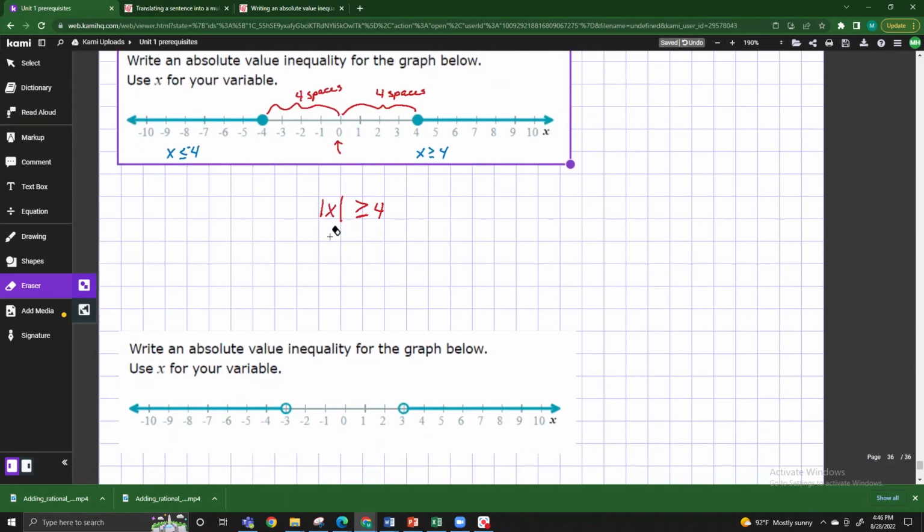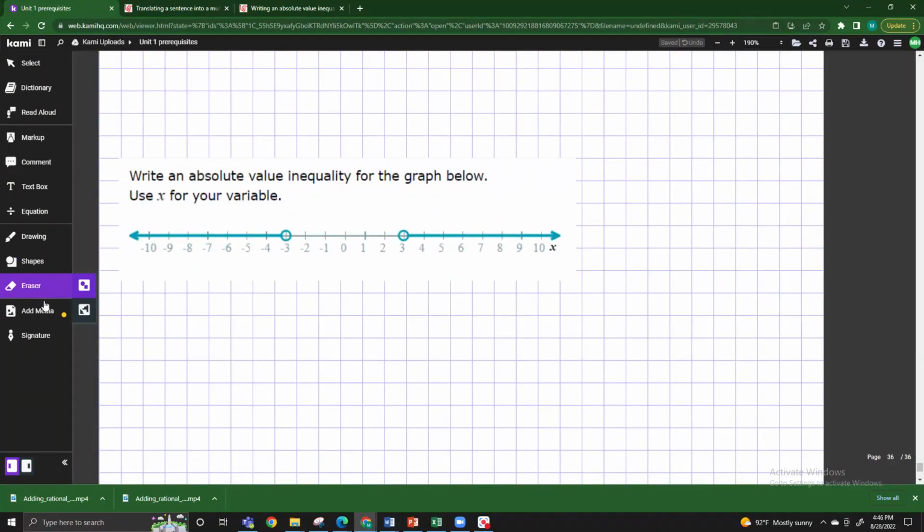We're going to do one more looking at it. Actually, we're going to do 2 more. So this one, we're double checking also that the 0 is dead center in the middle. So this is 3 spaces, and this is 3 spaces. So I know I have absolute value of x, and I know it's going to be 3 spaces, and now there is no underlining with it because they're open circles, and I'm looking at the positive ones. My x is bigger, so it is going to be greater than 3.